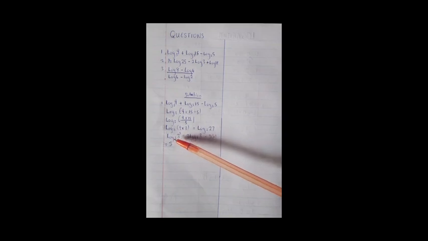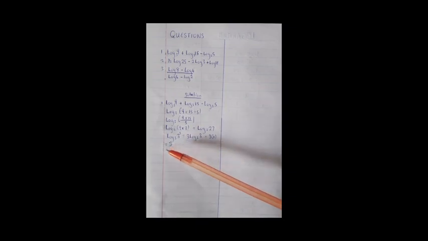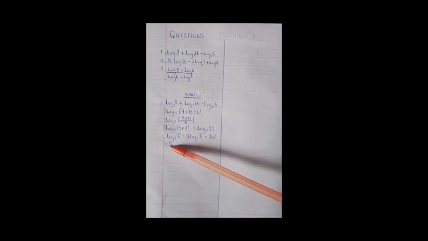3 base 3 equals 1, and we bring this power to the front, so we are having 3 log 3 base 3. Since log 3 base 3 equals 1, we replace it with 1, so 3 times 1 is equal to 3. That's how we arrived at this final answer. Let's look at question 2.